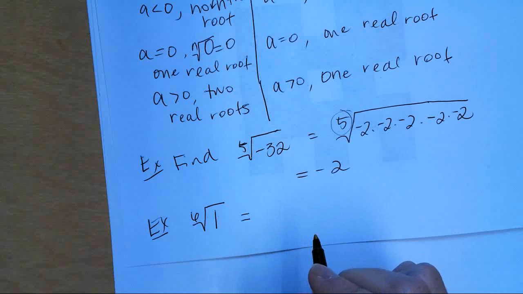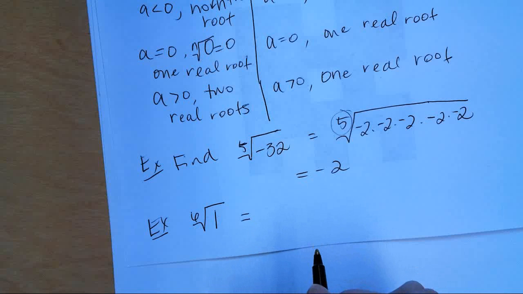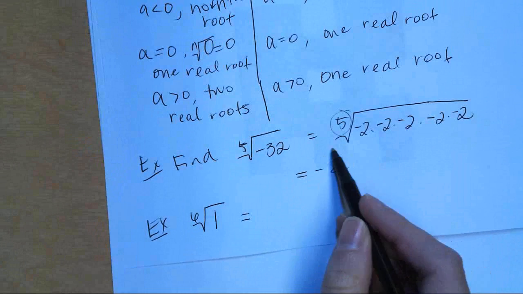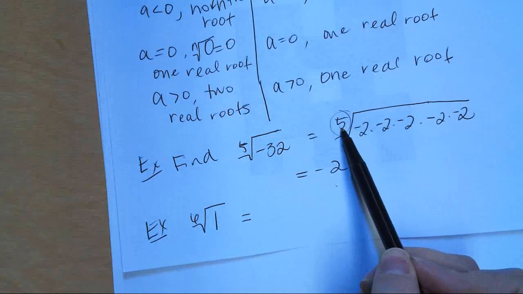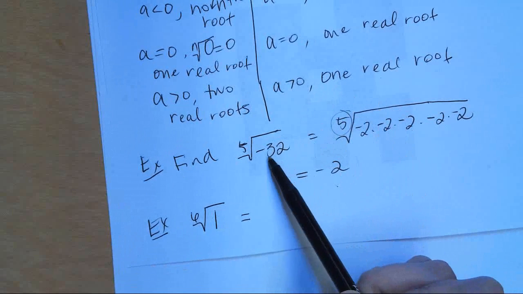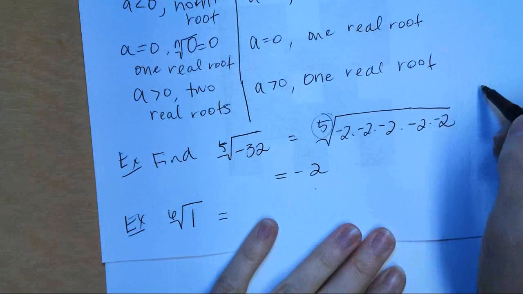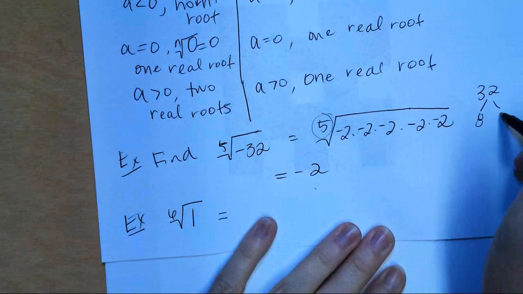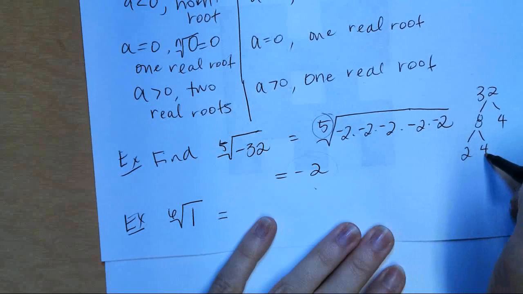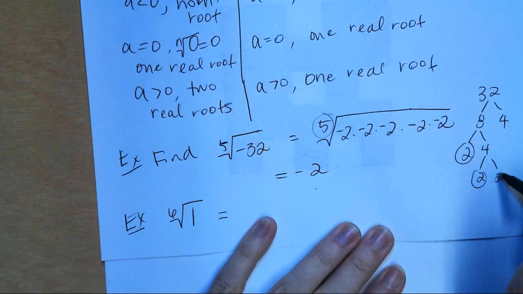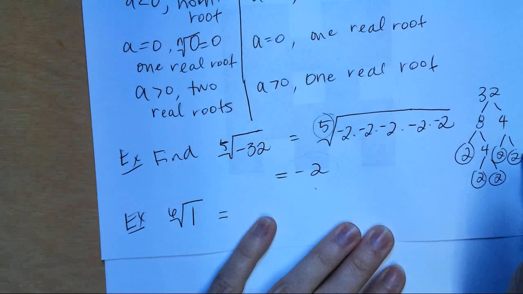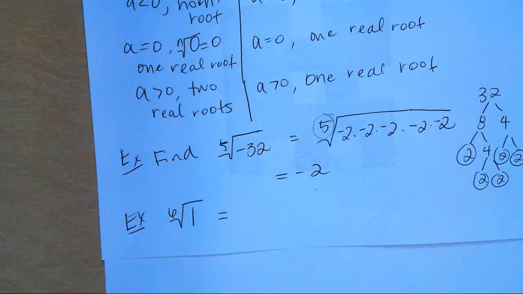Not, well, no, it doesn't have to be. Yes. Which one? This one? Well, we're looking for something that's going to occur 5 times. And if we break -32 down, we're going to get that -2 is what occurs 5 times. And it's -32, so can they all be negative? The answer is yes.